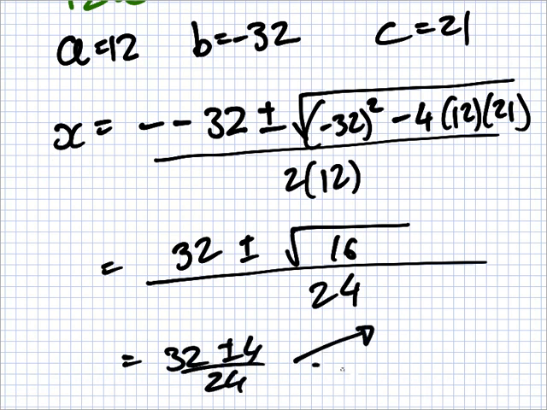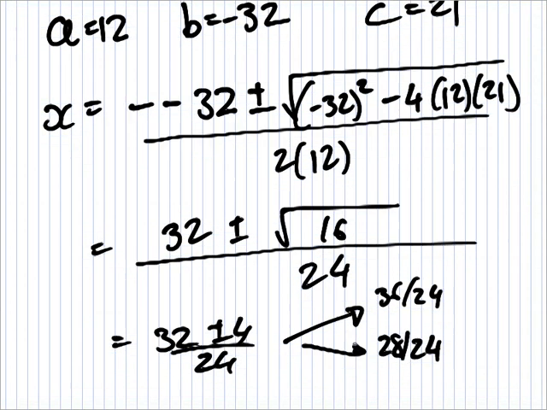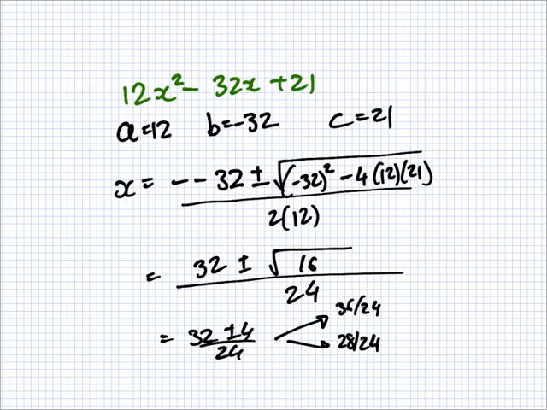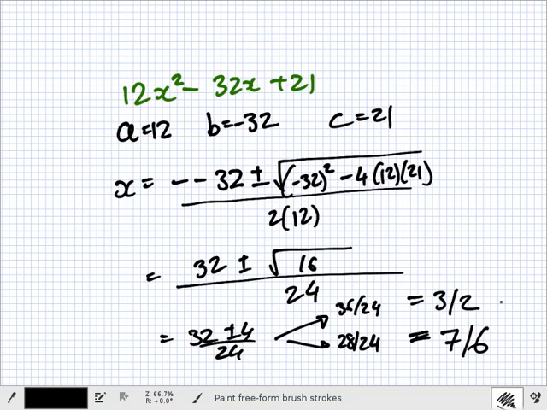So you get two answers, 36 over 24 or 28 over 24, if you do the plus and if you do the minus. So let's see, 36, that's 18 over 12. 3 over 2, is it? 3 over 2? Yeah. And then this is 14 over 12, 7 over 6. If you were to simplify it down, yeah. So there are the two answers for x.